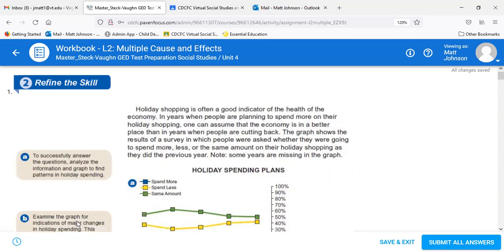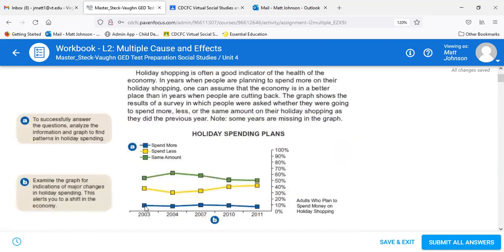So they're basically looking at the squares there, which indicate the years that they surveyed people: 2003, 2004, 2007, 2010, and 2011. And so in blue was people spending more.